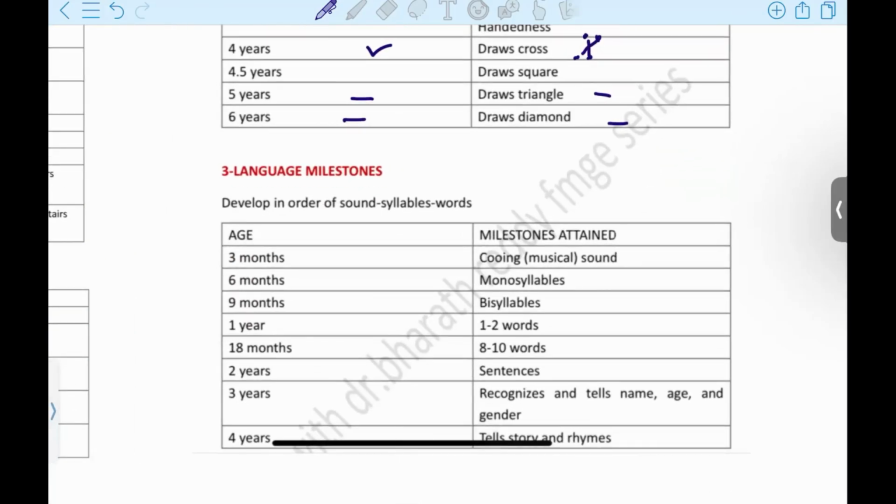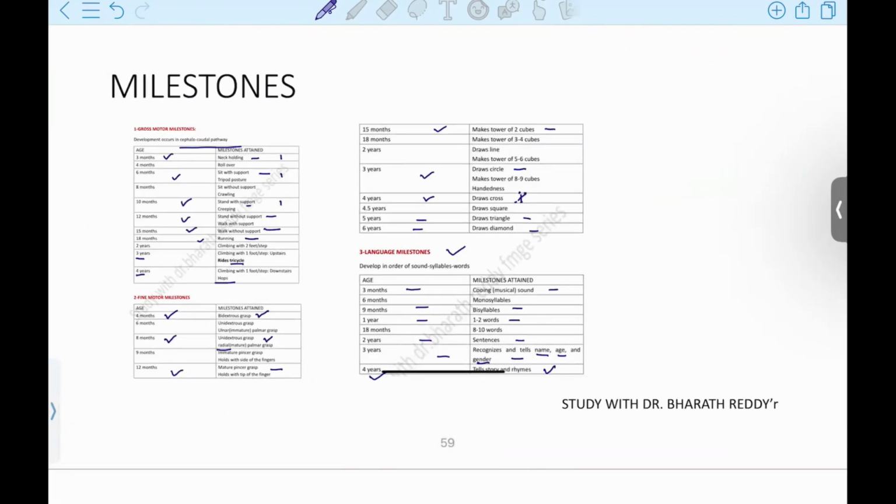And language milestones: 3 months cooing, 9 months bisyllables, 1 year 1 to 2 words, and 2 years sentences. 3 years recognizes the 3 words: name, age, and gender. All right. 4 years tells the story and rhymes. These are the important milestones to be asked.